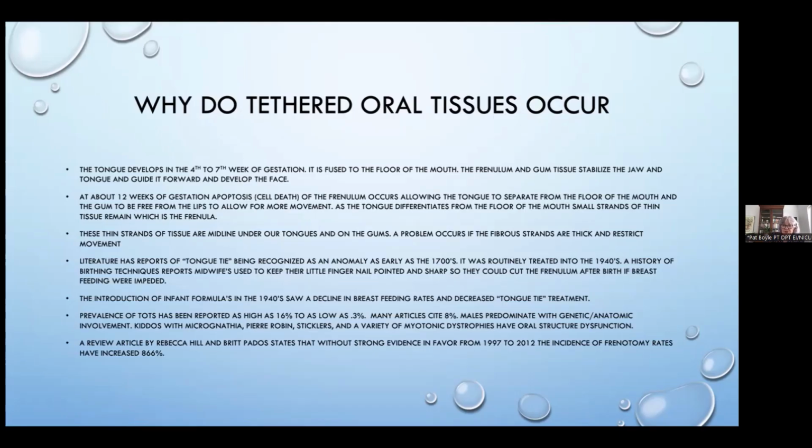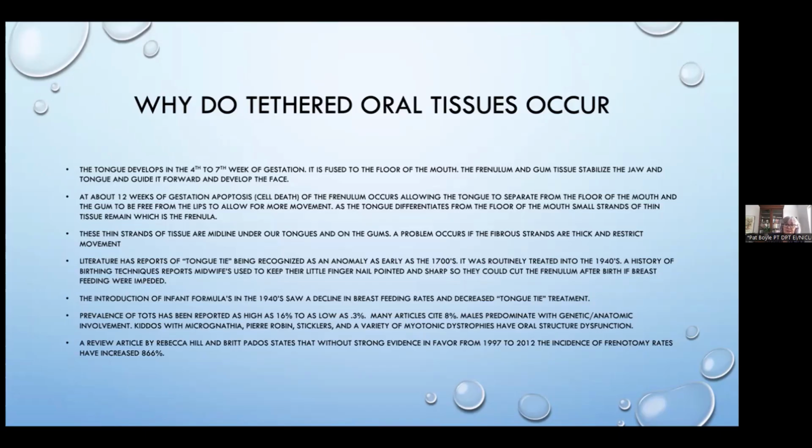As the tongue differentiates from the floor of the mouth, small strands of thin tissue remain. We all have frenula. We all have upper lip, lower lip frenula, and some of us do have little bits that are attached to our jaw and then under our tongue. These thin strands of tissue are midline, and they're under our tongues and on the gums. And the problem occurs if the fiber strands stay thick and restrict movement.